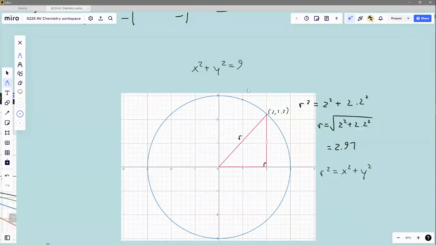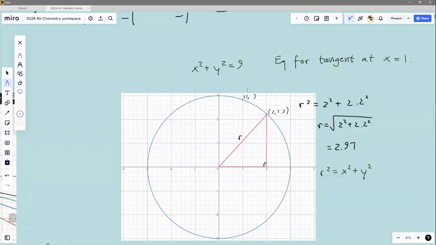And we want to find the equation for the tangent at x equals 1. So this point here, the x coordinate is 1. What's the y coordinate? Well, how do we work that out? We just take this equation and we rearrange it.